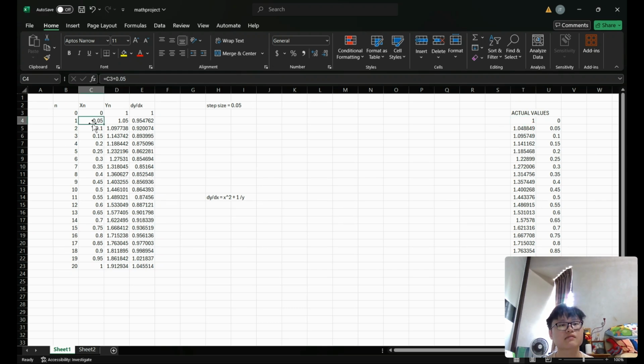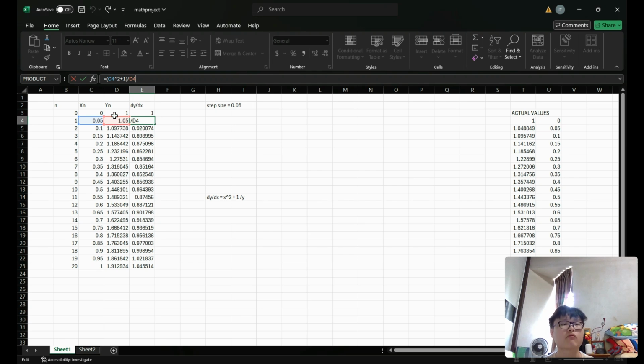For x here, we start with 0, because that's our origin. For each step, we take 0.05 as the step size. So each formula, C3, which is the previous value, plus 0.05, all the way down to C22 plus 0.05. And then over here we have dy/dx, which is simply x squared plus 1 over y, as you can see with these values over here.